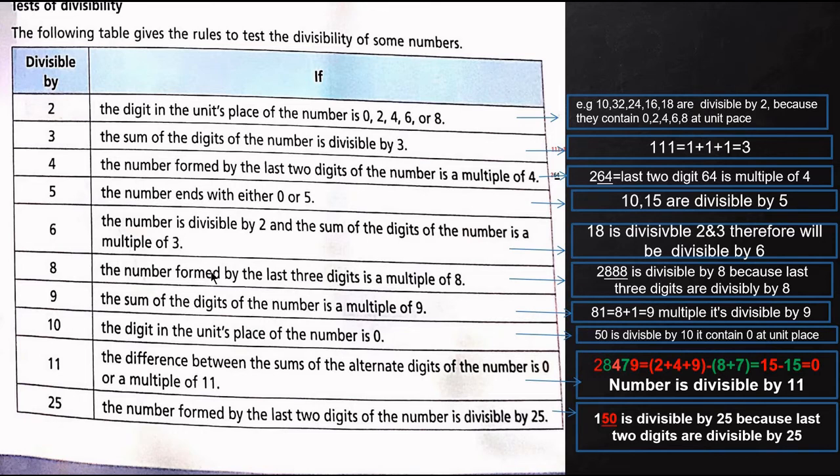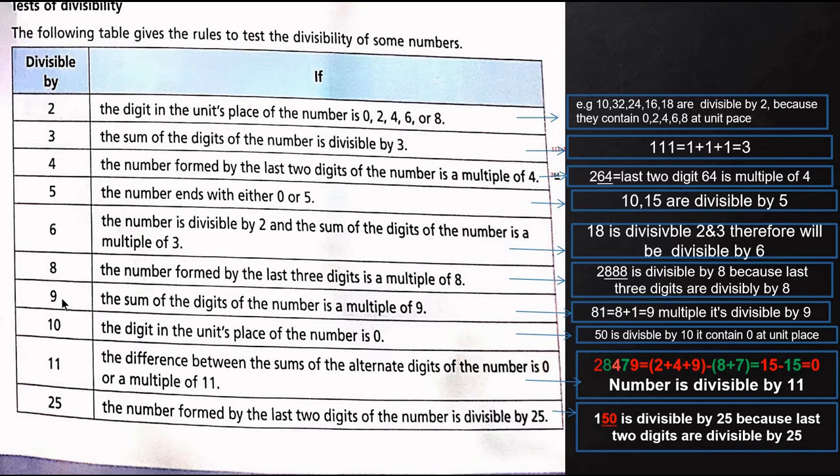8. The number formed by the last 3 digits is a multiple of 8. For example, this is a number, 2888. It is divisible by 8 because the last 3 digits are divisible by 8. These underlined digits are the last 3 digits. These are divisible by 8. Therefore, this number is divisible by 8.